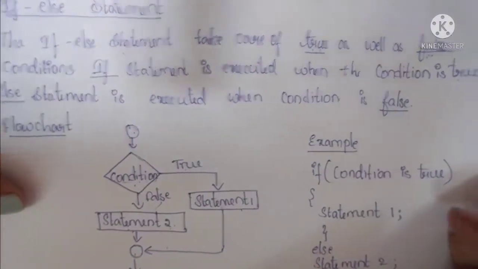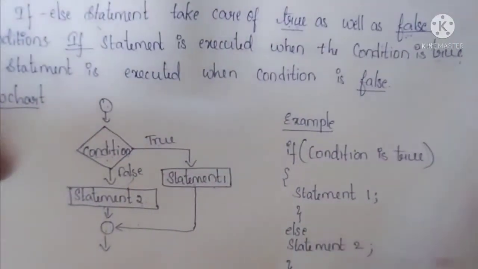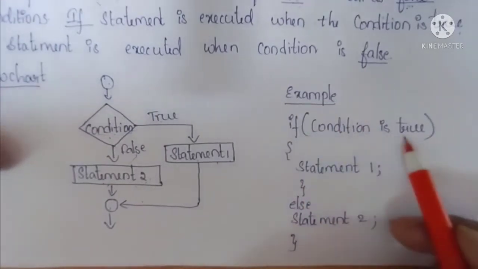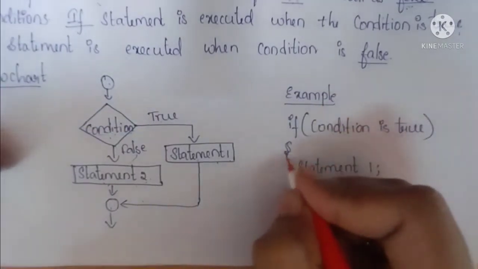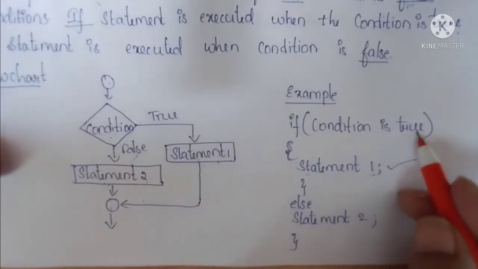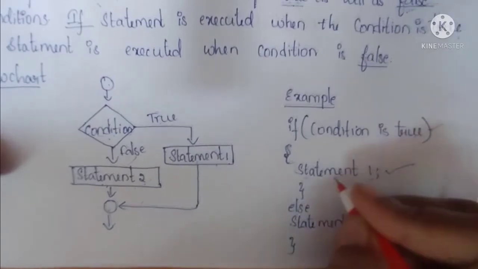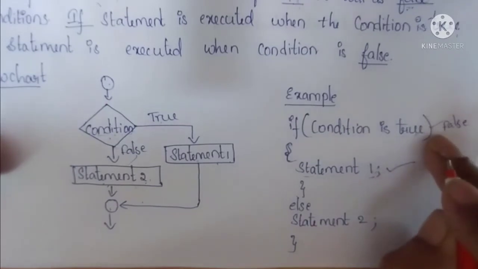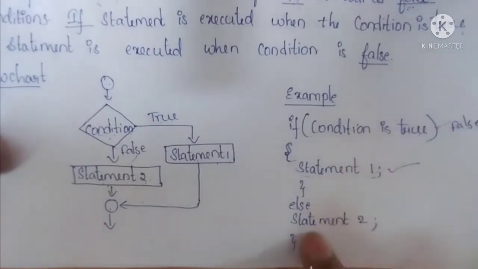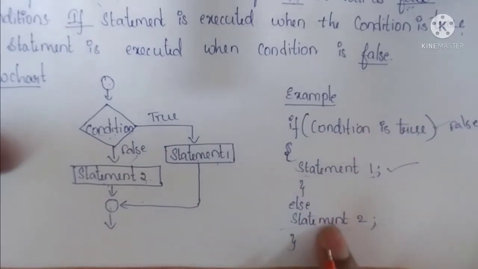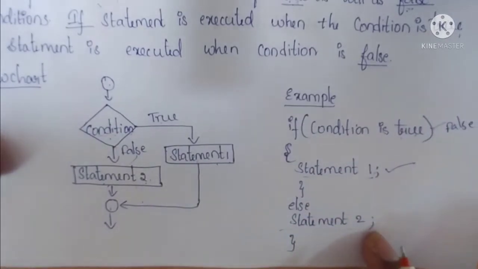Okay, for both conditions, true as well as false, it will execute different statements. So next we will see the example for the if else. First, if the condition is true, then inside the curly braces it will execute statement 1. Suppose this condition is false, then what will it do? It will execute this else part. It will execute this else part statement when the condition is false.